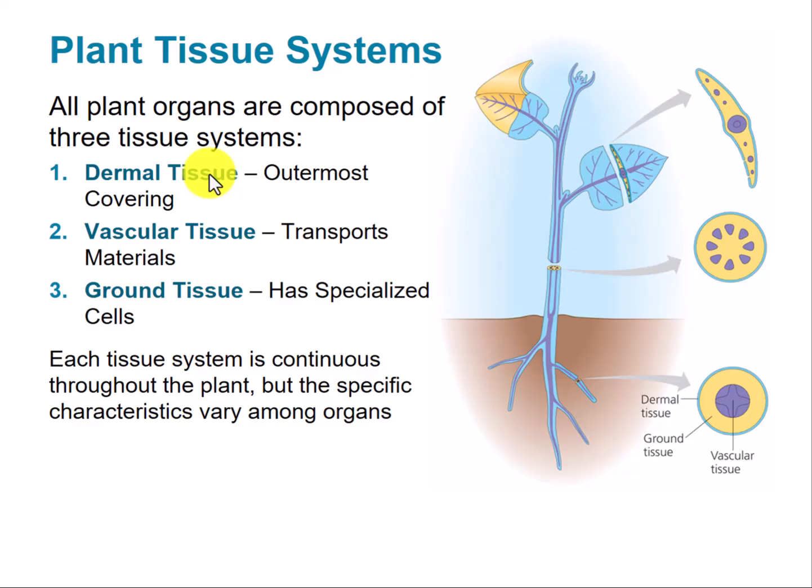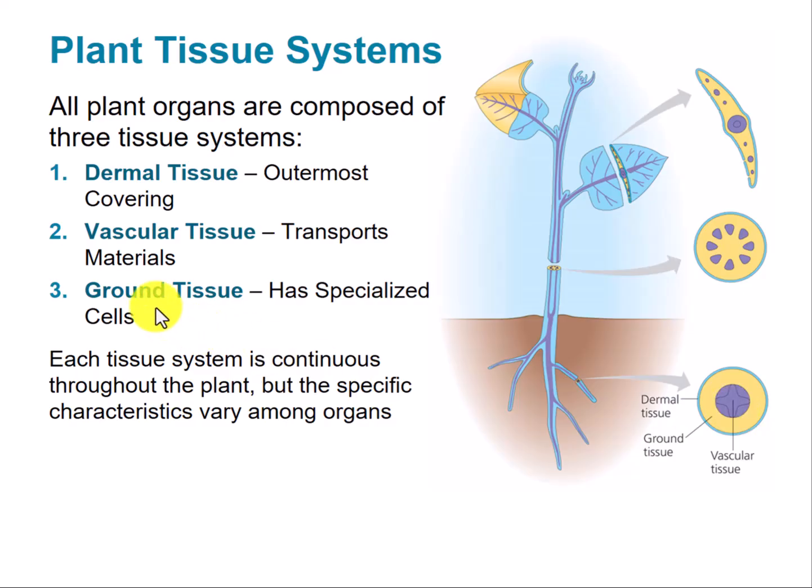So 3 main tissue types in plants are our dermal tissues. This is our outermost covering, and so it's blue. You'll see it as blue throughout the text. Our vascular tissue, which is purple, transports our materials. We've talked about our xylem and phloem as far as our vascular tissues. And so all the purple delineates where you will find vascular tissue.